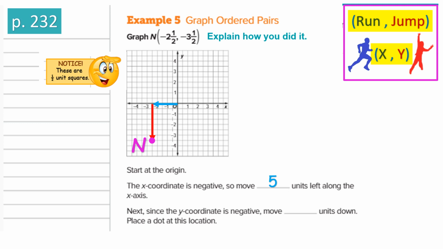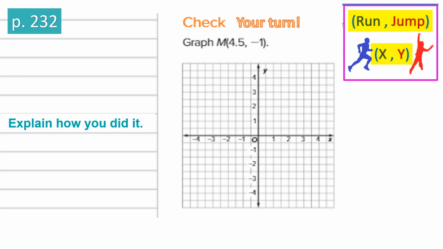Well, that would be 5 because it was 2 1/2. Next, since the y-coordinate is negative, then we have to move blank units down. Well, in that case, we had to go 7 down because each one is a half, and we had to get to -3 1/2. So that would be my explanation. And then we label it. We have an N. Hopefully nothing difficult for you.